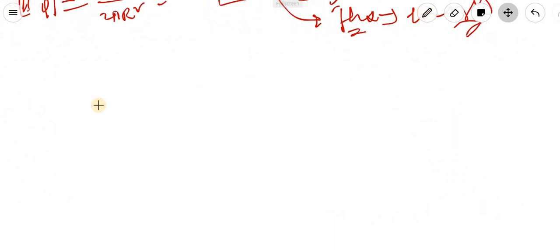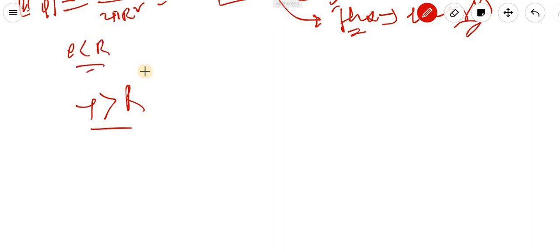For the case of external magnetic field intensity, rho is greater than R. But for the internal, rho was less than R. But now rho is greater than R.